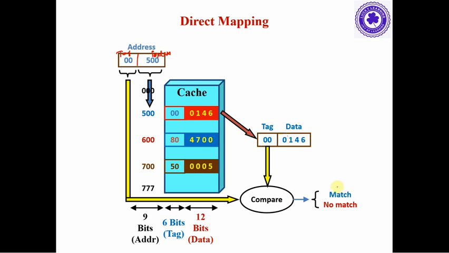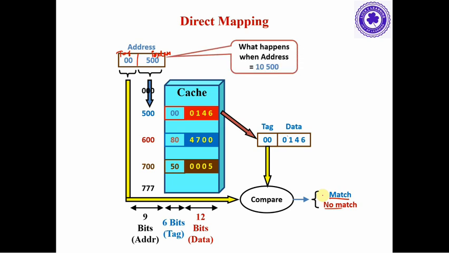If it does not match, it is called a miss. Now the point is, what happens when the CPU makes a reference to 10500? The tag is 10 and the index is 500. How is it going to perform a search? It will go to the 500th location, and this cache word is read. The tag there is 00 and the tag here is 10. It means there is no match. No match means it is a miss.